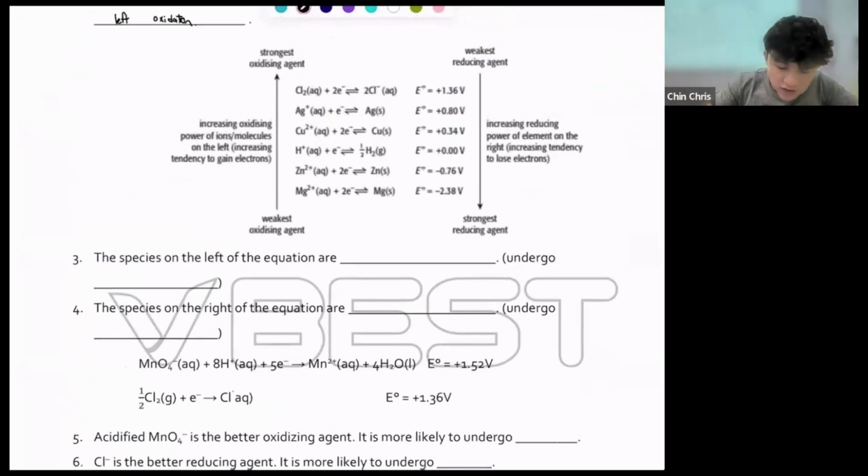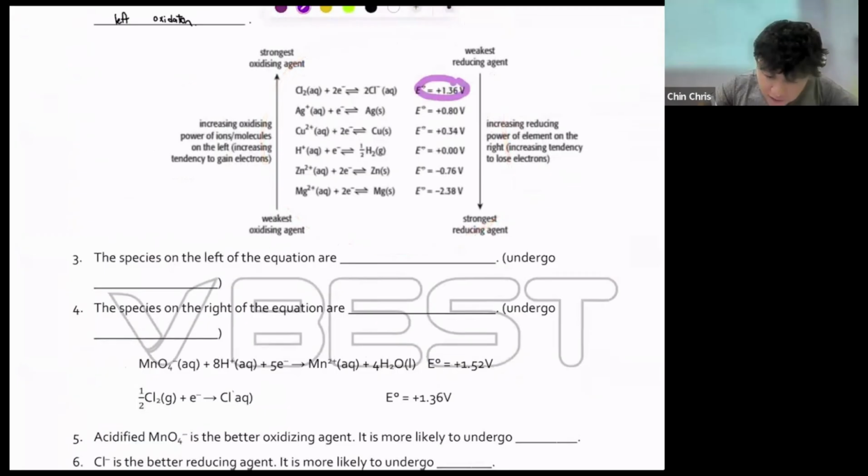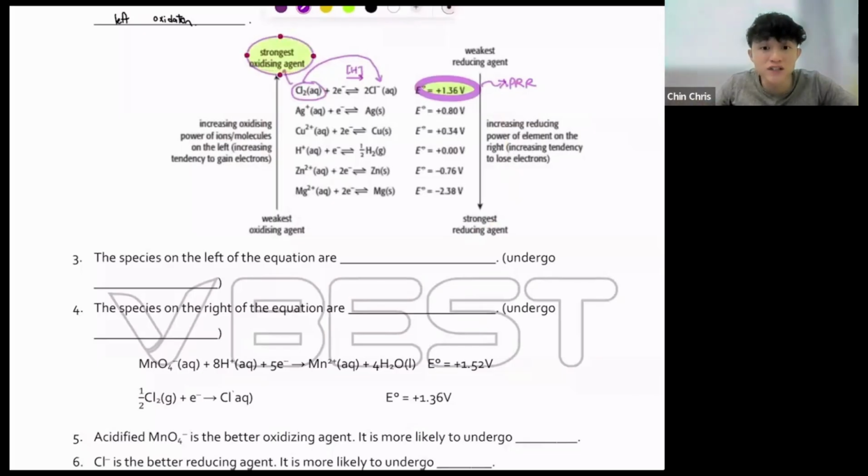Which means, guys, if you look at this entire value here, do you see that this value is the most positive? Which means chlorine will always turn into Cl minus, right? So they always undergo reduction, which means chlorine is a good oxidizing agent. Correct? Because chlorine always undergo reduction.